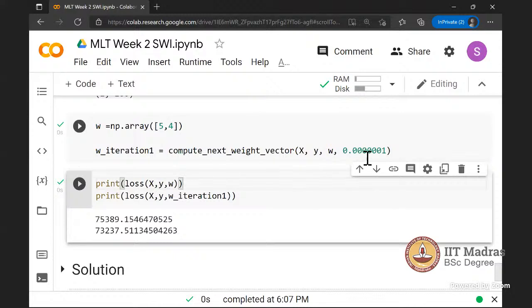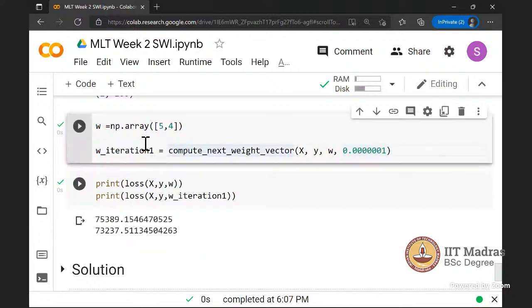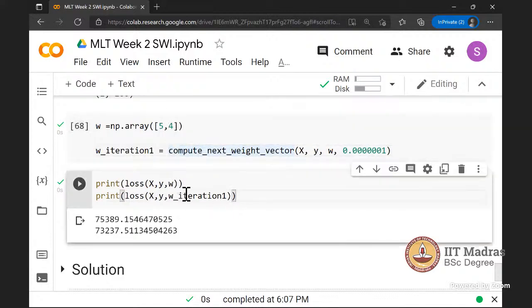For this learning rate, you can observe that the error earlier was 75,000. Now it is 73,000, so a slight decrement in one iteration. The idea behind gradient descent is we keep doing this small update until there are no improvements, and by this we get a weight vector which is very close to the optimal solution.